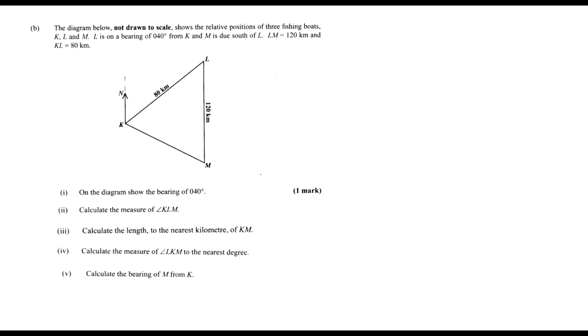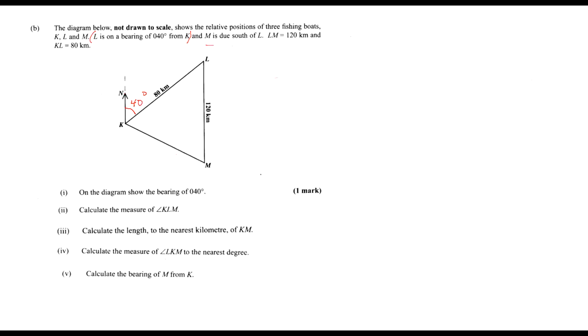Now they said L is on a bearing of 40 degrees from K. Alright, so the bearing, how you read this is 40 degrees from K. So we are starting at K, we draw our north line here, so therefore this angle here represents 40 degrees, right? Because this is the line KL, so the bearing of L from K is 40 degrees, right?